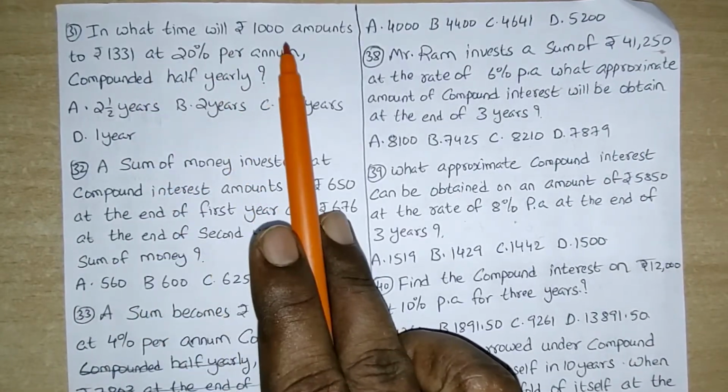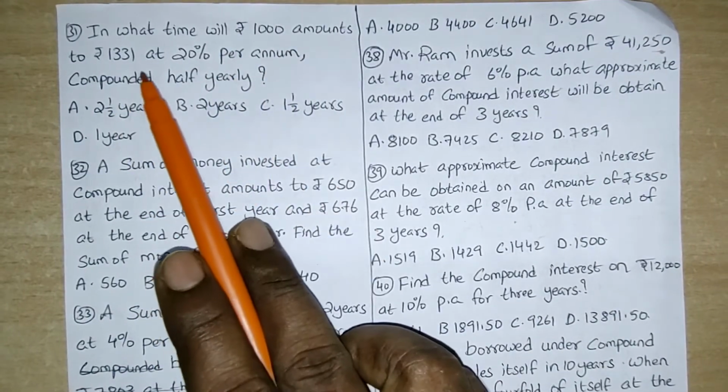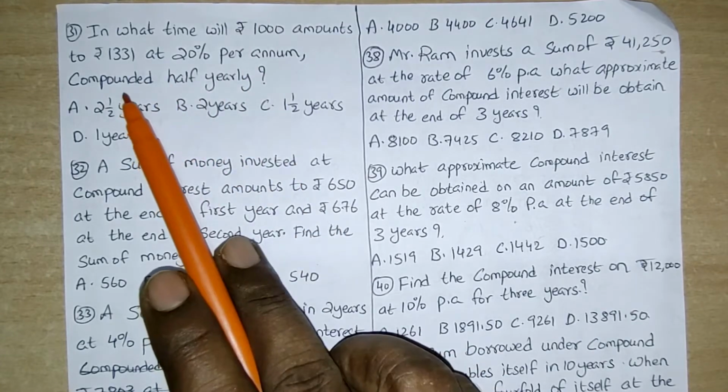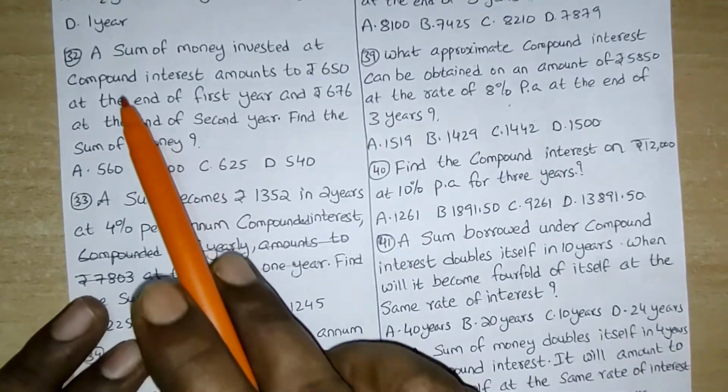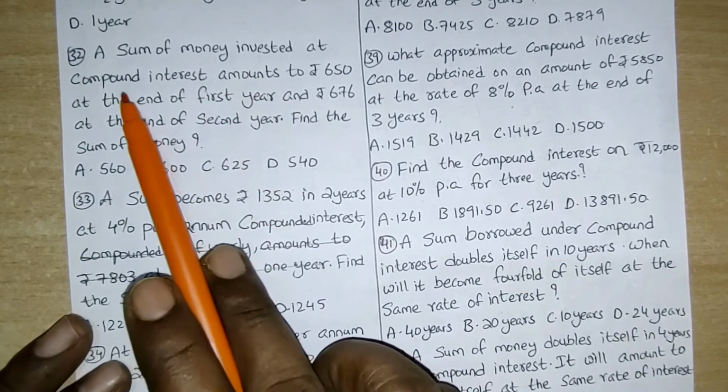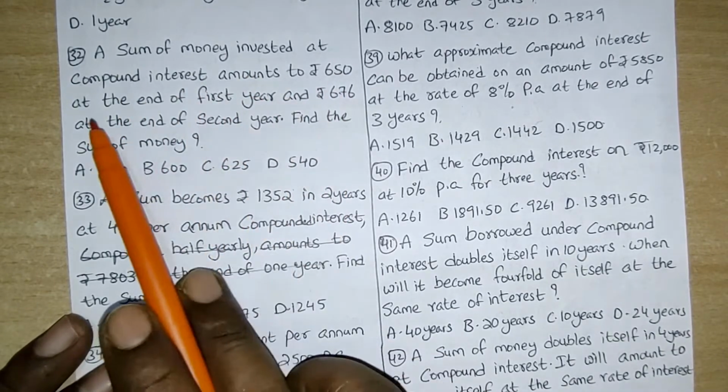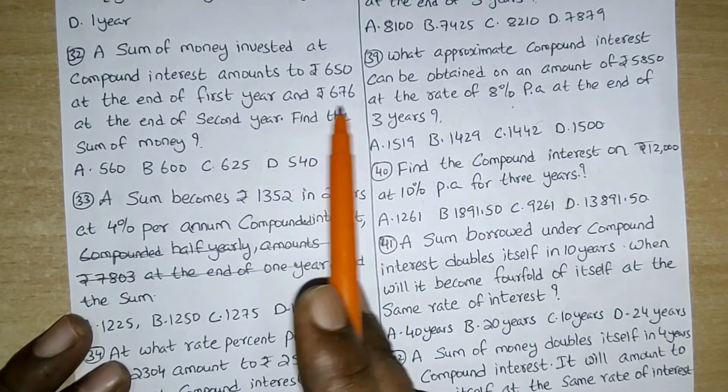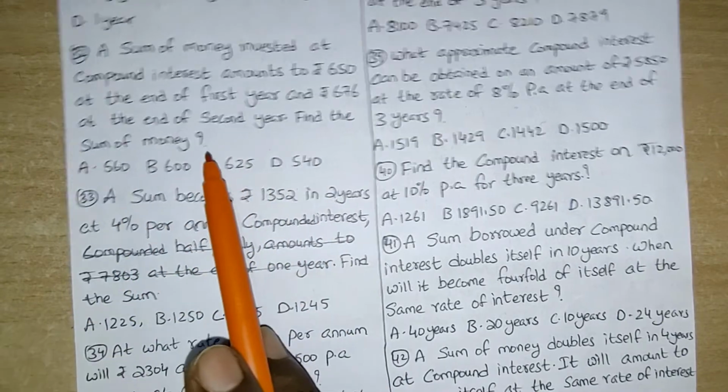In what time will 1000 amount to 1331 at 20% per annum compounded half yearly? Next, a sum of money invested at compound interest amounts to 650 at the end of first year and 676 at the end of second year. Find the sum of money.